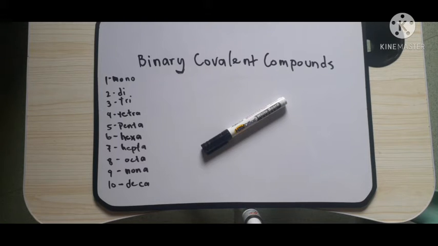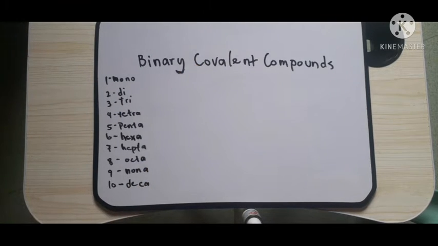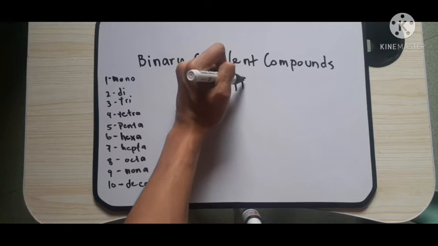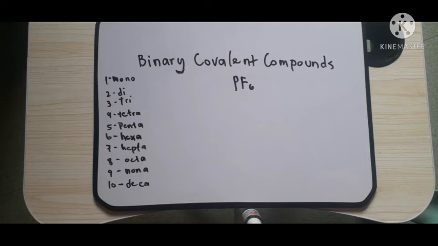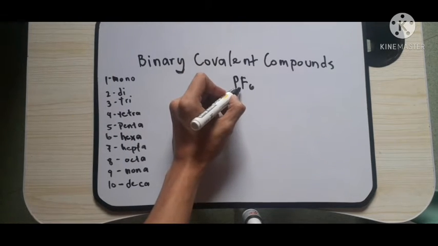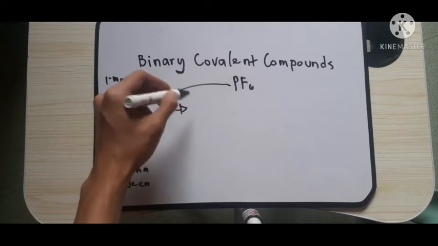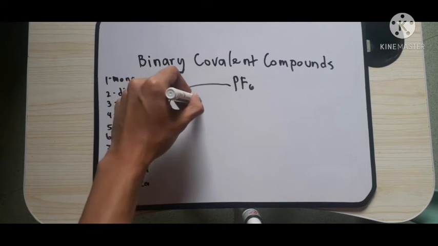Now, let's have an example. Here are the prefixes to be used upon naming. For example, the given formula is PF6. So P in the periodic table is phosphorus. Since P has only one atom, mono will be disregarded and it will be written as phosphorus.